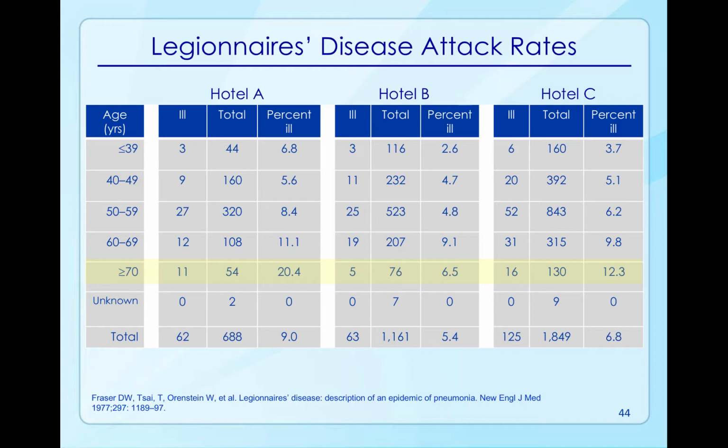If we look at the age group that has the highest percentage of ill persons, it is those aged 70 years or older, and this was the highest percentage regardless of where they were staying, except for Hotel B. It is a little bit lower there.